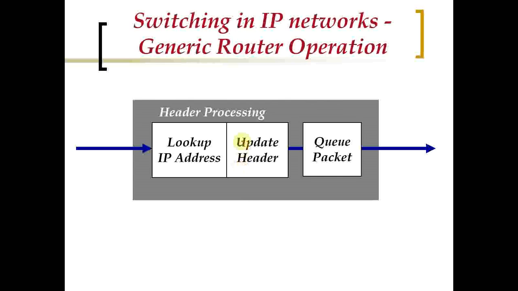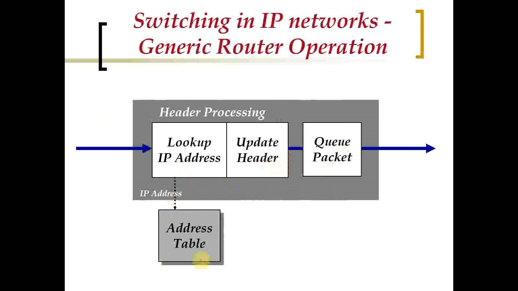Switching in IP networks, so generic router operation. What the router does once traffic comes to the router: first of all, as the packets are flowing into the incoming interface, the router is looking at the IP address. Then it's updating the header and packing it into the queue, so it can go further. Or if the node which the packet came to wasn't the destination, it will be processed further. So, look up the IP address.